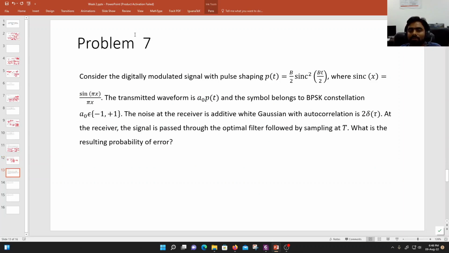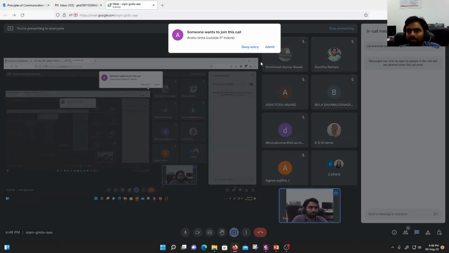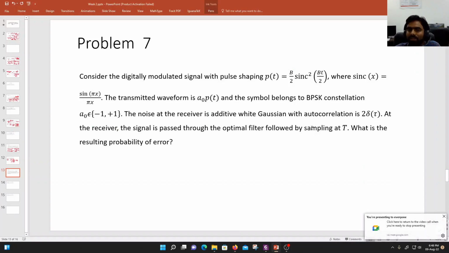Consider the digitally modulated signal with pulse shaping p(t) equal to b by 2 sinc square (b t by 2), where sinc is given as sin(pi x) by pi x, and the transmitted waveform is A naught p(t), and the symbol belongs to the BPSK constellation, again -1 to +1. The noise at the receiver is additive white Gaussian noise with autocorrelation 2 delta(tau), and at the receiver the signal is passed to the optimal filter followed by sampling at T. What is the resulting probability of error?